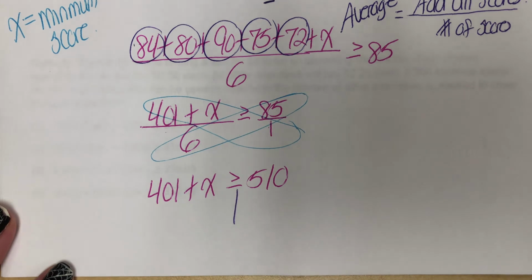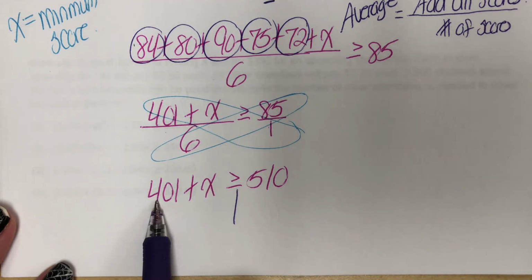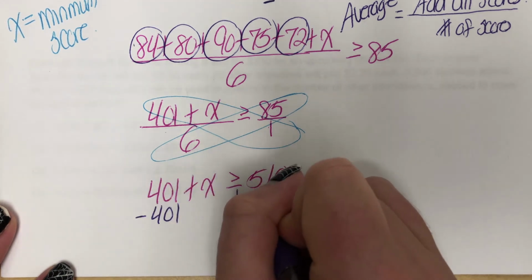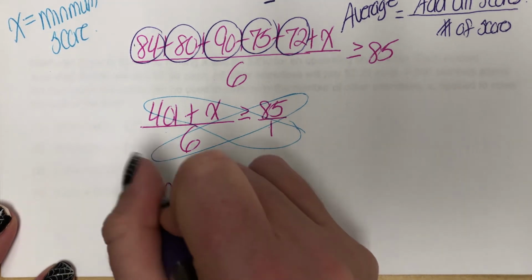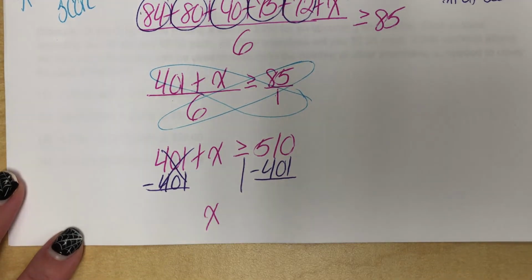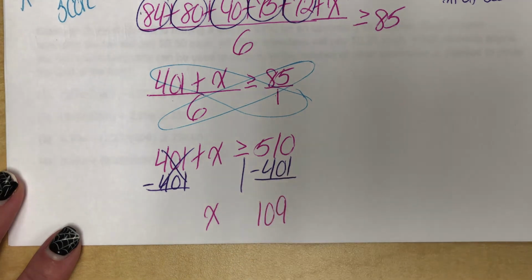I drop my line. All right. X is on the left-hand side, but there's only one number for me to get rid of. It's 401. So the opposite of a positive 401 is a negative 401. All right, so I'm going to subtract that away. Now all I have left is x. 510 minus 401 is 109.